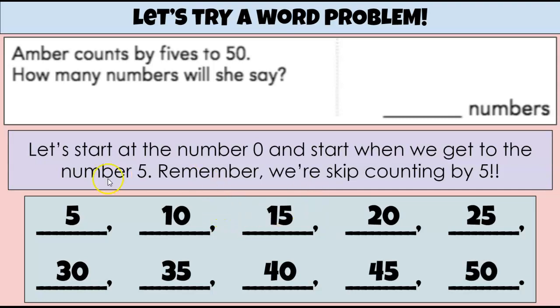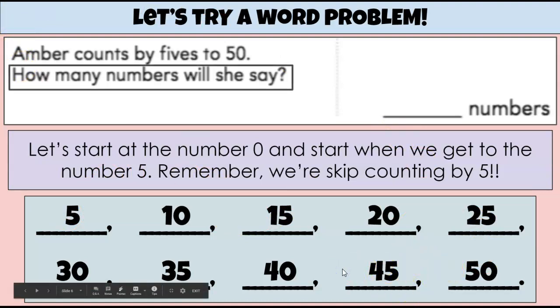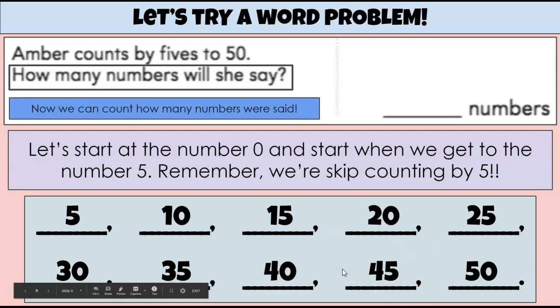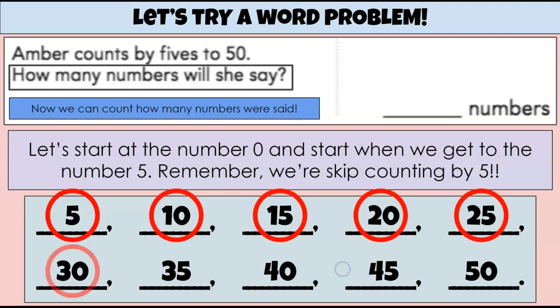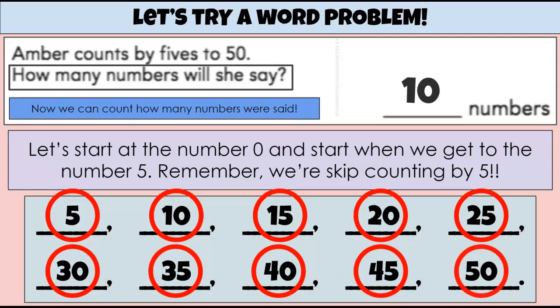Okay, so we counted by fives from 5 to 50, but what did they ask? How many numbers will she say? That's what we want to know. So now we can count how many numbers were said. 1, 2, 3, 4, 5, 6, 7, 8, 9, 10. So how many numbers did she say? She said 10 numbers. All right, nice job.